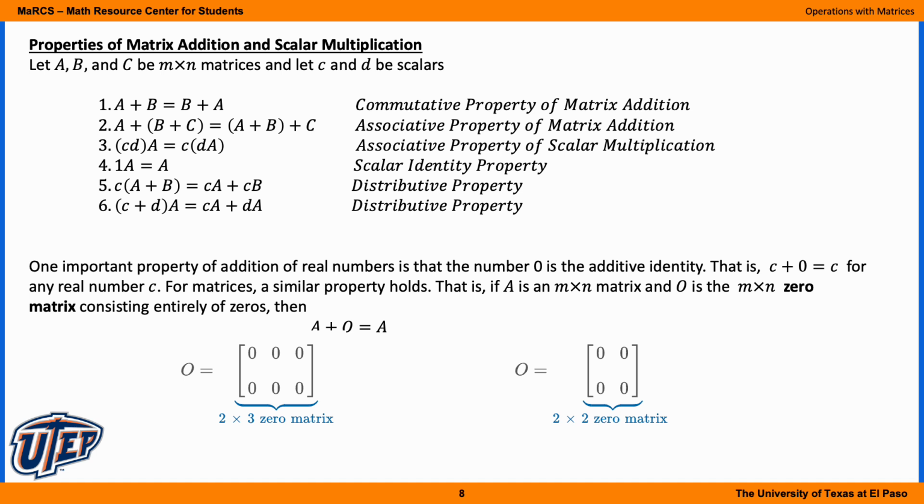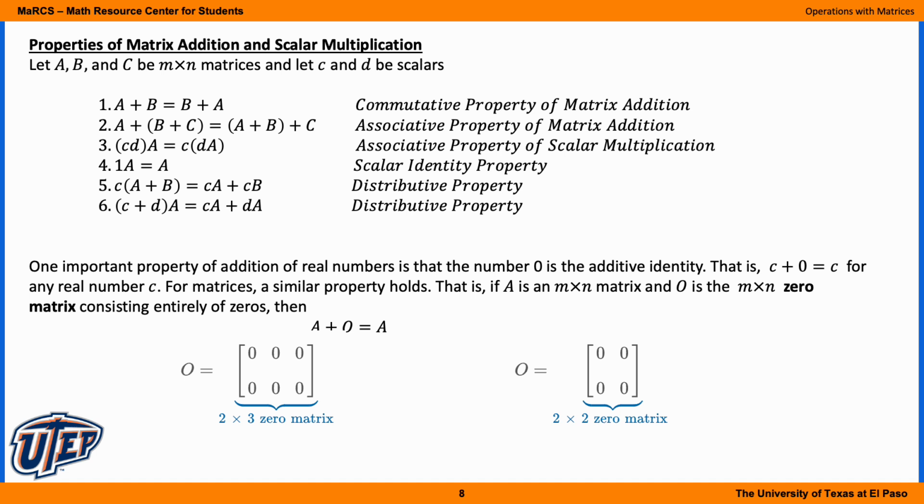The third property is the associative property of scalar multiplication. So that means the grouping of the scalars will not affect the answers. So C times D times the matrix A is equal to C times (D times A). Now the fourth property is the scalar identity property, meaning 1 times A is equal to A. Now the fifth property is the distributive property. So if we have a scalar and we're multiplying by the sum of A and B, then we can distribute the C into both matrices and add C times A plus C times B.